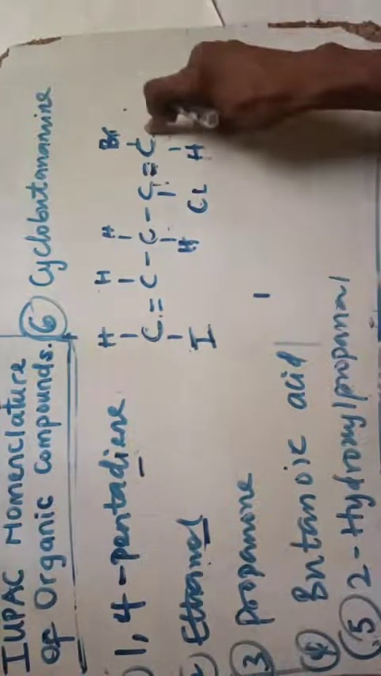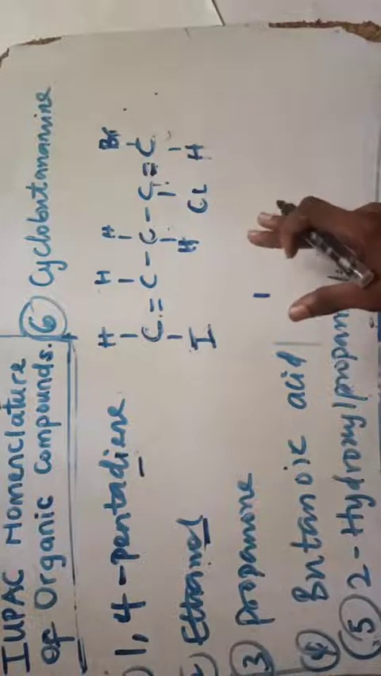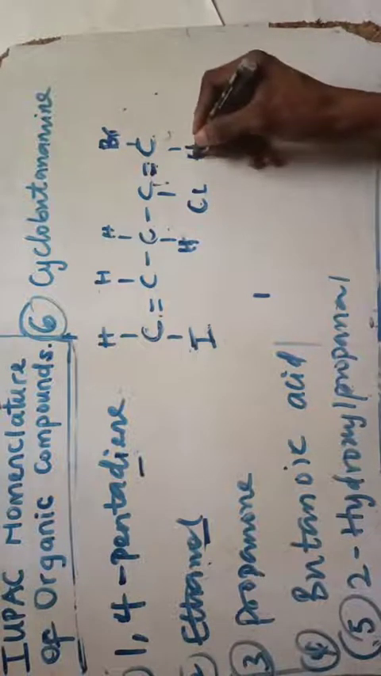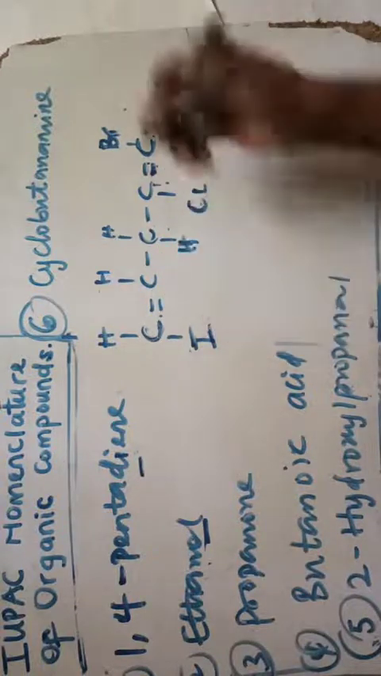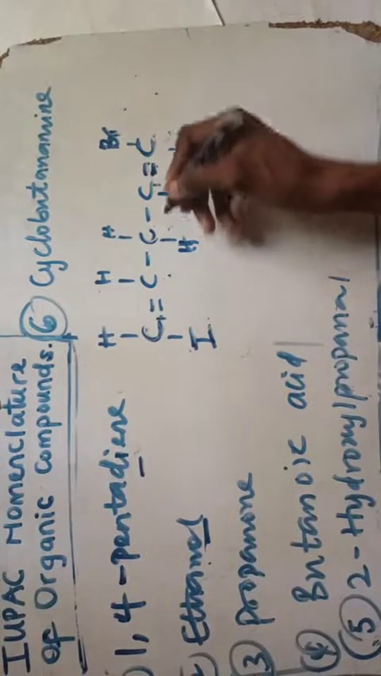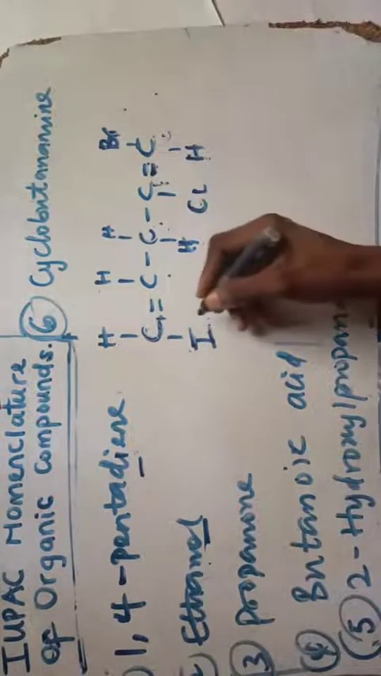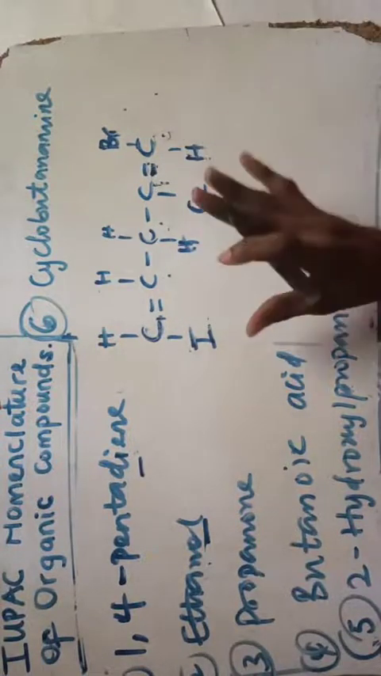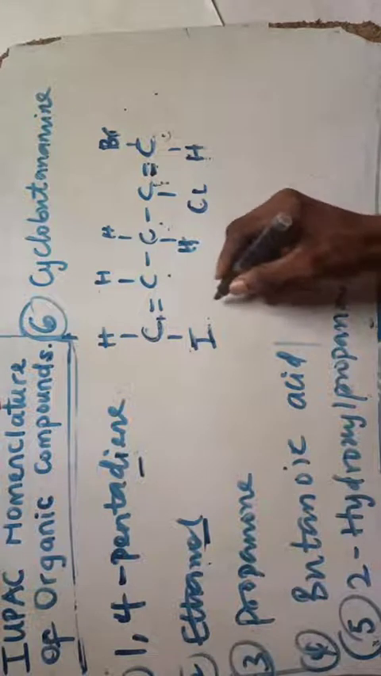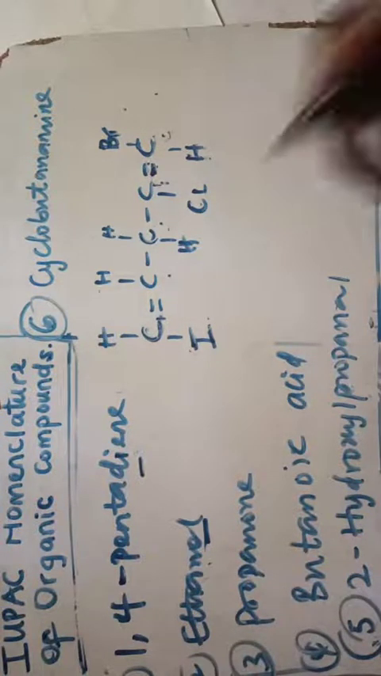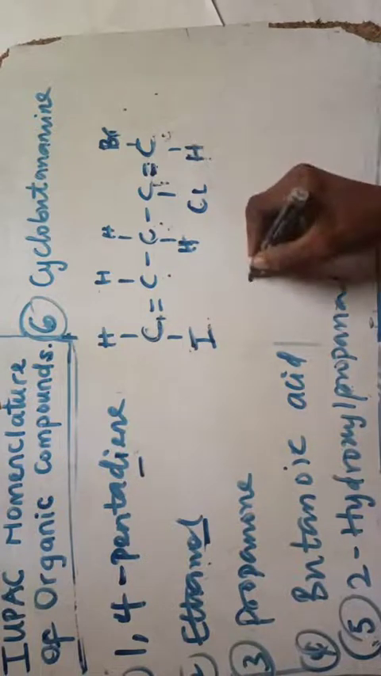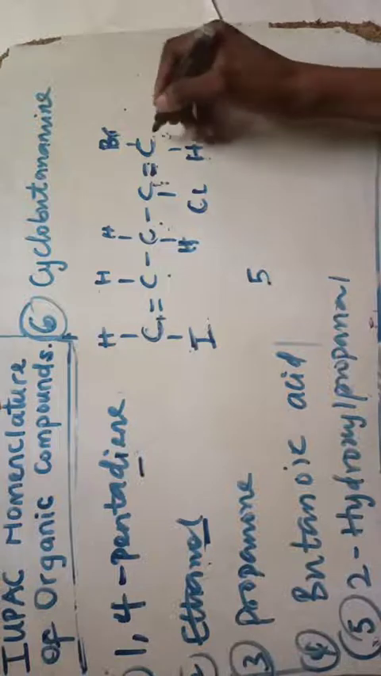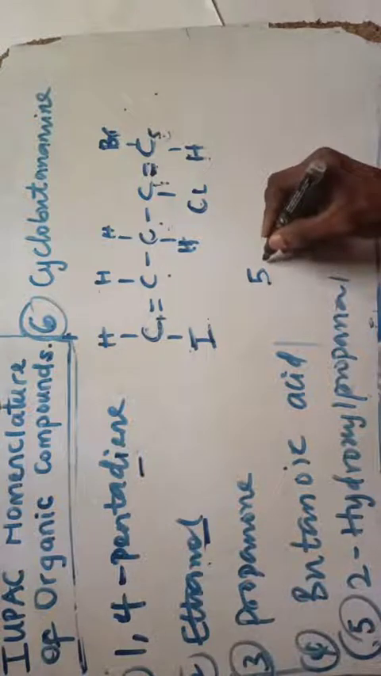But because this guy is more powerful than chlorine, I'll put this here as 1, because it is more powerful and it's closer. So that will be 1, 2, 3, 4, 5. Iodine is number 1, bromine is number 5. That is 5-bromo.